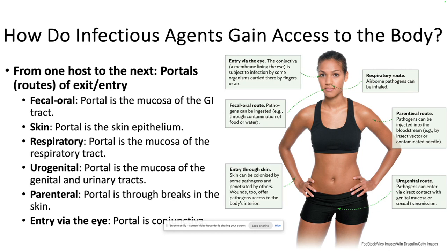The next one is the urogenital route. This is when pathogens can enter directly through contact with the mucosa of the genitals, either through skin to skin contact or through sexual transmission. The next is the parenteral route, and if you remember, the parenteral route is how you can gain an infectious agent either by an insect bite or from a needle stick. So it's going to utilize breaks in the skin.